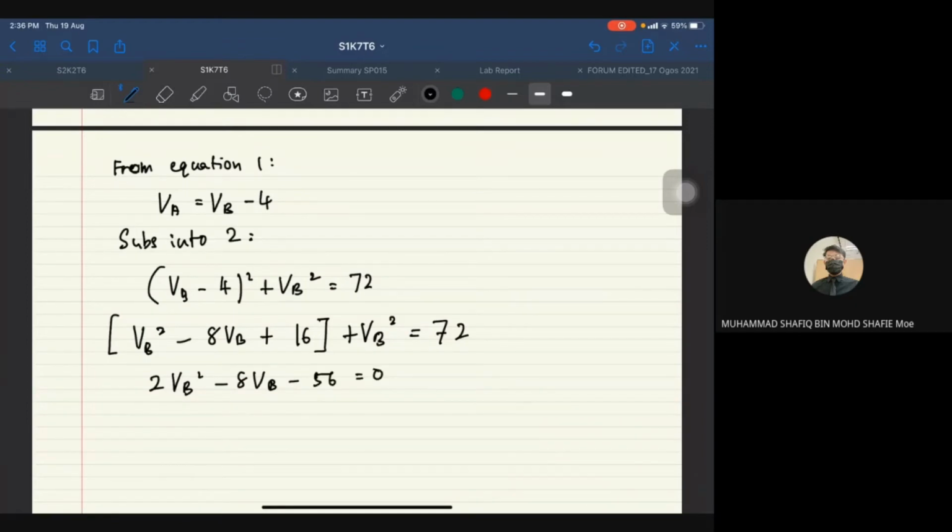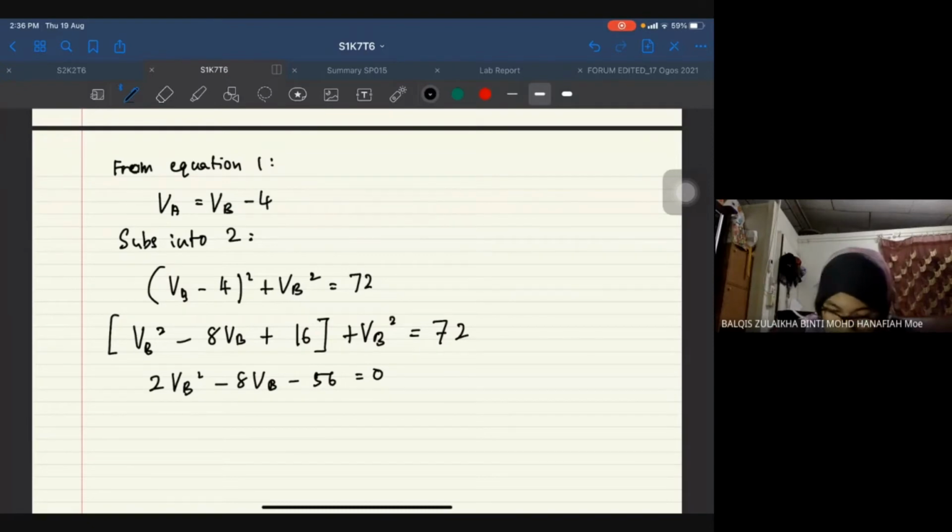Sama tak? Sama, sir. Okay, now you can press your calculator again. Tekan menu setup. Lepas tu kalau calculator saya ni, I have to press alpha A. I have to choose polynomial. This one maximum degree dia tu kuasa berapa? Kuasa 2 je. So letak 2 je lah. So 2, negative 8, negative 56. Okay, 7.65 and negative 3.66.